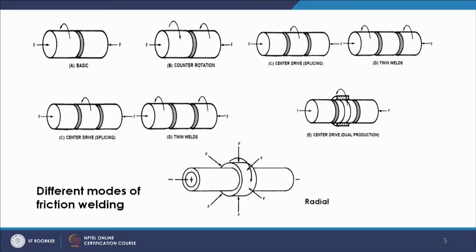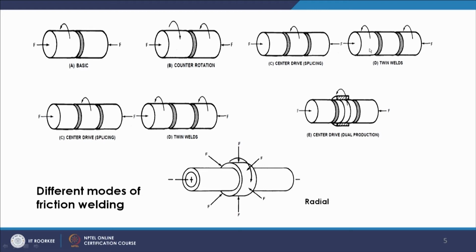Because you have two very long pieces which are very difficult to rotate, in those cases they are stationary. So these two long pieces on this side and this side will be stationary, but in the middle you will have a shorter piece which can be rotated at a very high speed, and then you apply the pressure from both the directions. This way you can join these two long pieces with this intermediate piece, so that you have twin weld production in this case.